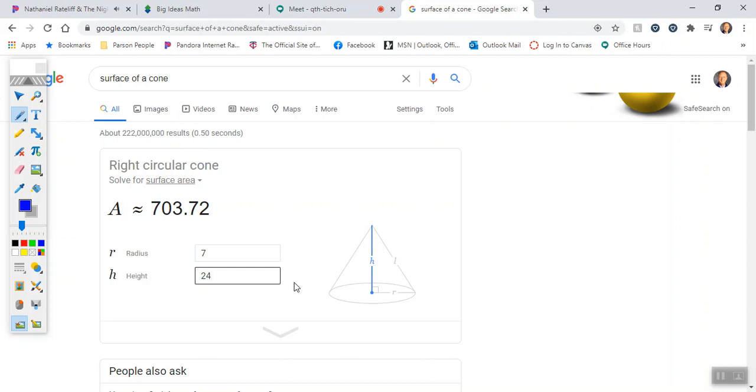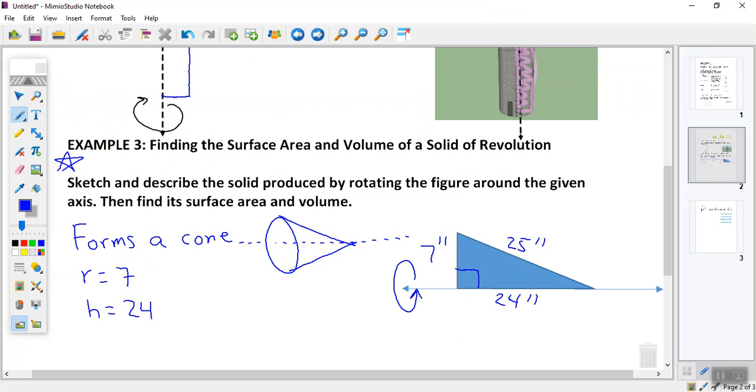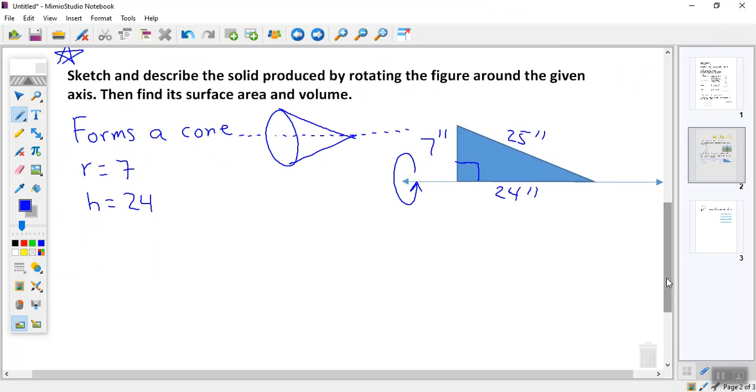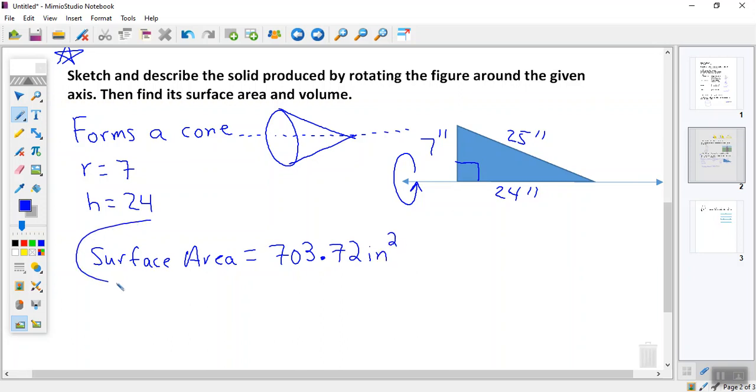So we're going to get 703.72 for my surface area, and that would be square inches, wouldn't it, kids? Yep. Okay, so the surface area, I'm going to abbreviate that surface area as, what was the value again, kids? 703.72? Yeah. And that would be square inches, right? Yeah. Okay, so we're good there.